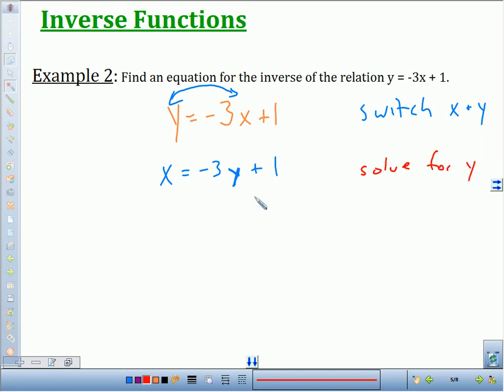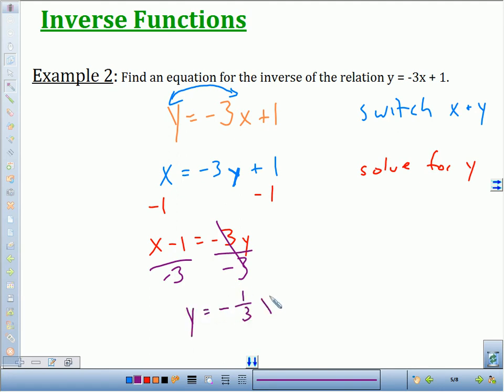Alright, so to solve for y, I start by subtracting 1, and I get x minus 1 equals negative 3y. This probably should start looking kind of familiar. Divide by negative 3, I get y equals negative 1/3 x. x divided by negative 3 is negative 1/3 x, plus 1/3. Negative 1 divided by negative 3 is positive 1/3. And that is my inverse. Again, just solving equations. Same as usual.